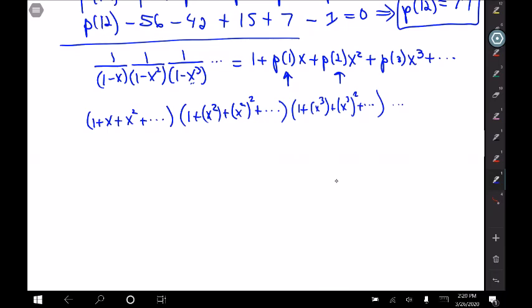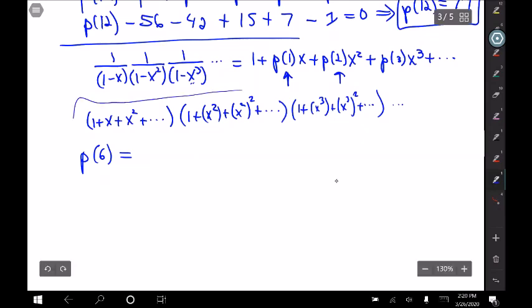All right, so this is the left-hand side. For instance, let's check the coefficient of one of them. How about the coefficient of x to the 6 on the right-hand side? The coefficient of x to the 6 is p of 6 on the right-hand side. And this is supposed to be equal to the coefficient of x to the 6 on the left-hand side. How can I find the coefficient of x to the 6 here?